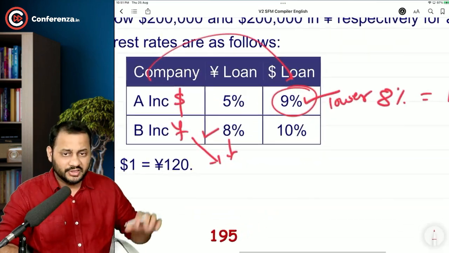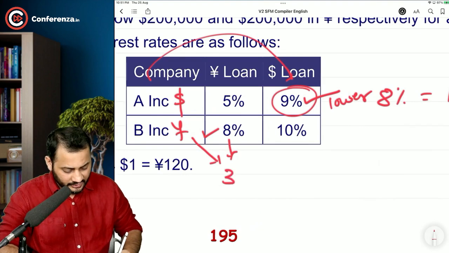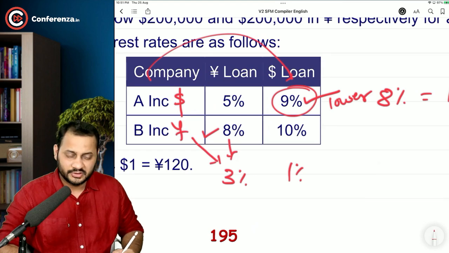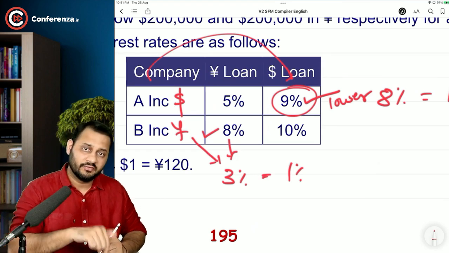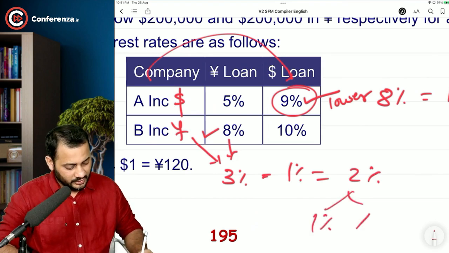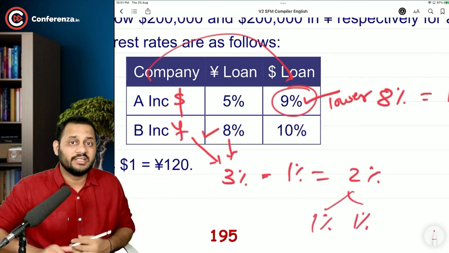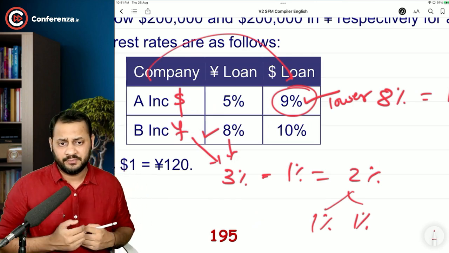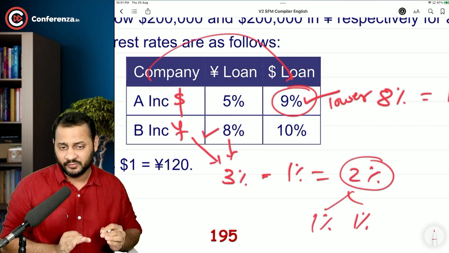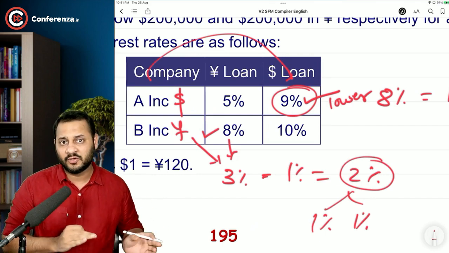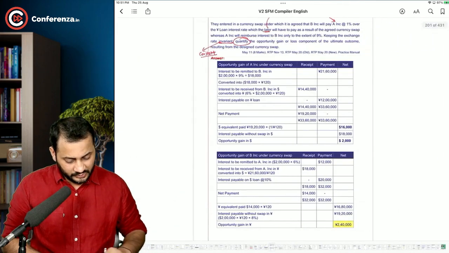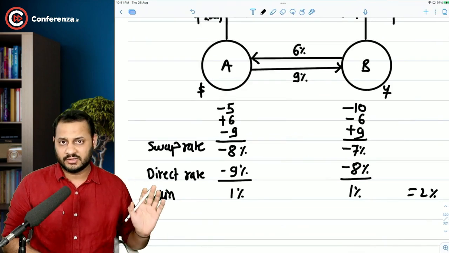See, what is the difference between yen loan? 3%. What is the difference between dollar loan? 1%. And what is the difference between the difference of both the loans? 2%, which was shared equally. This is how we used to calculate the quality spread in interest rate risk management chapter. 2% was the possible gain, maximum possible gain, and that was shared by both of them equally. That's it. Now, that's not the end of the answer.